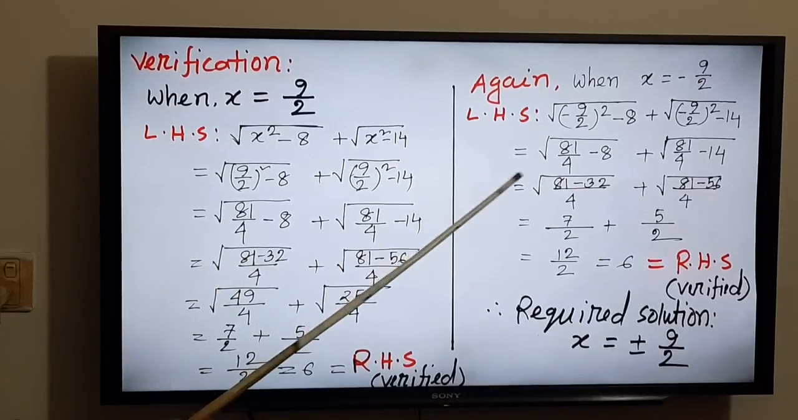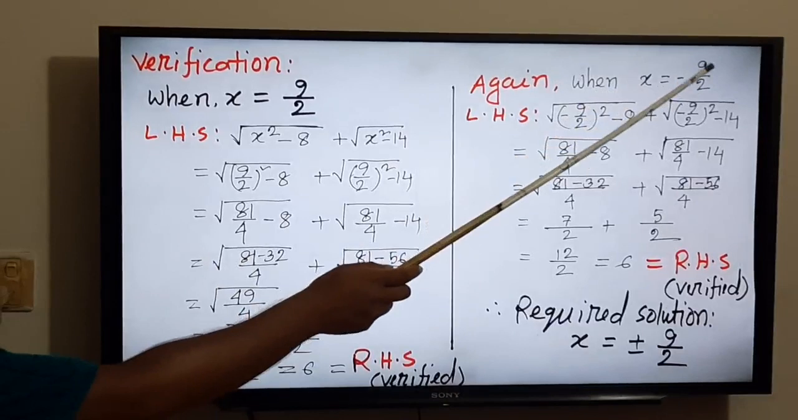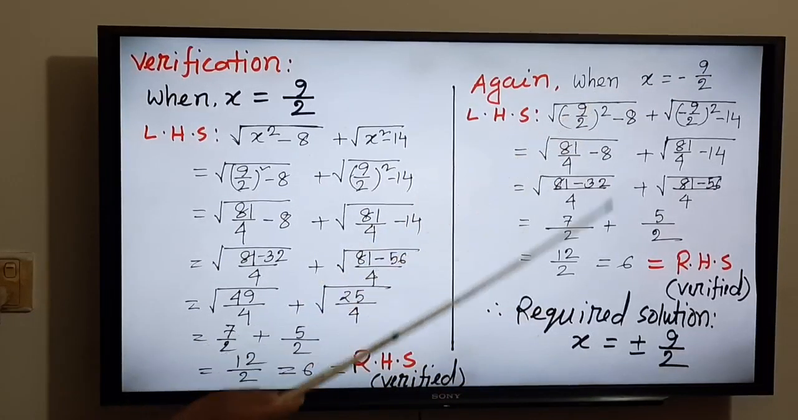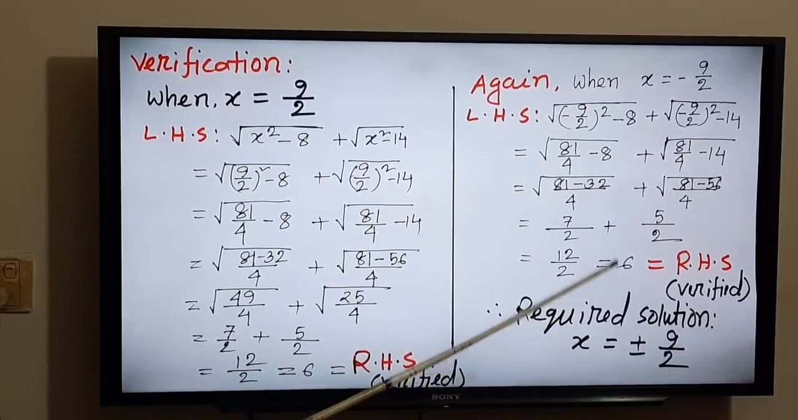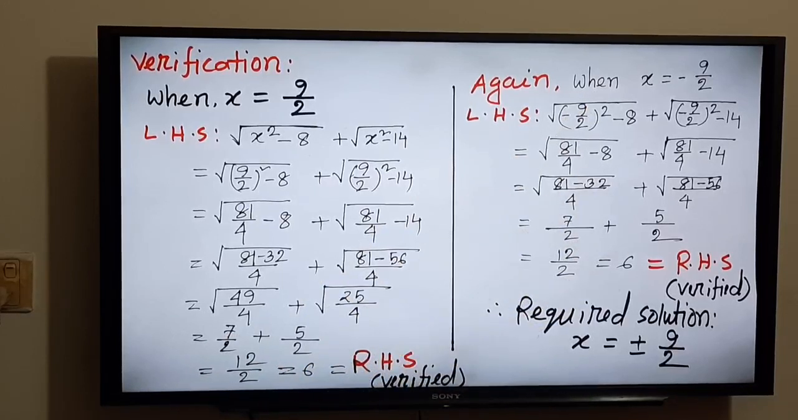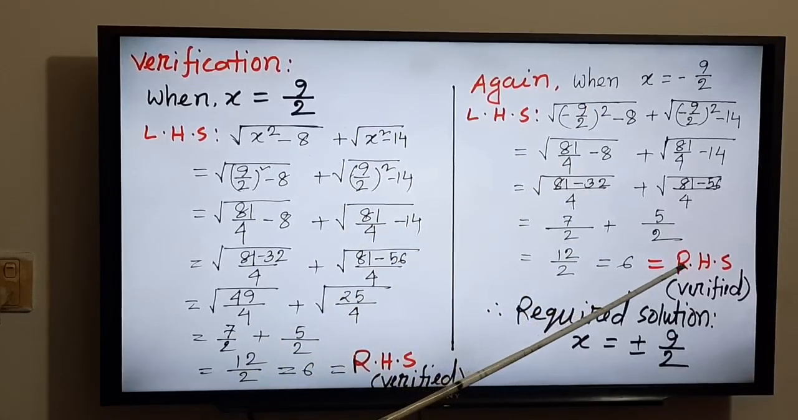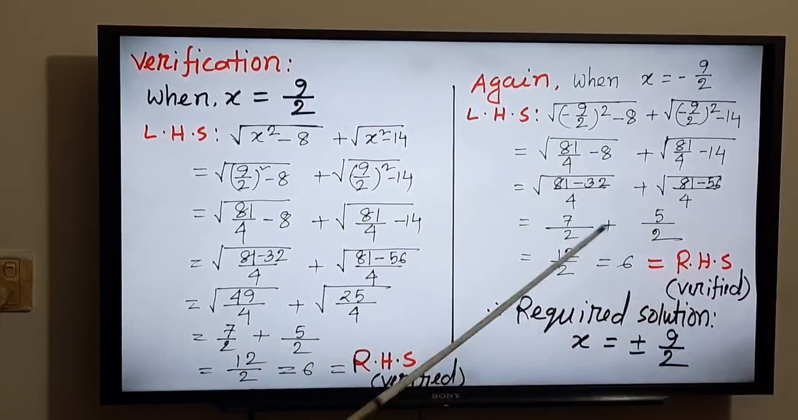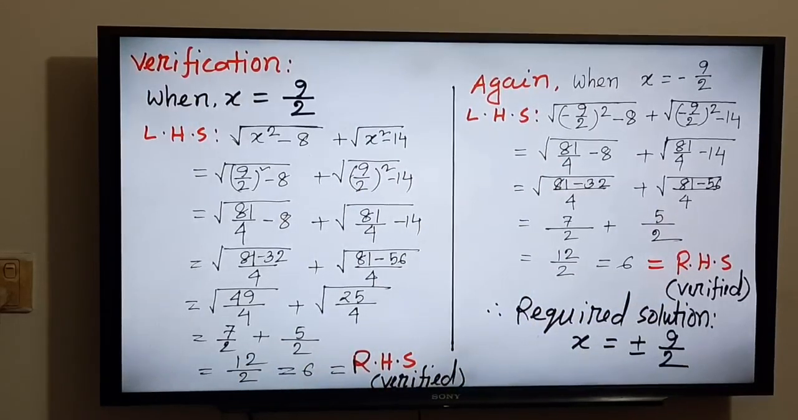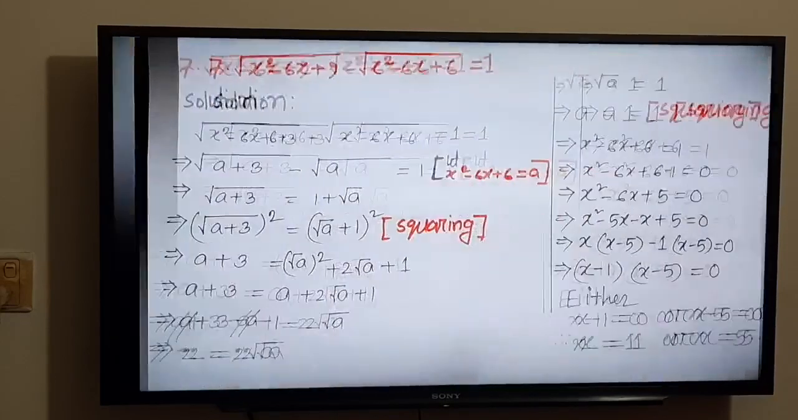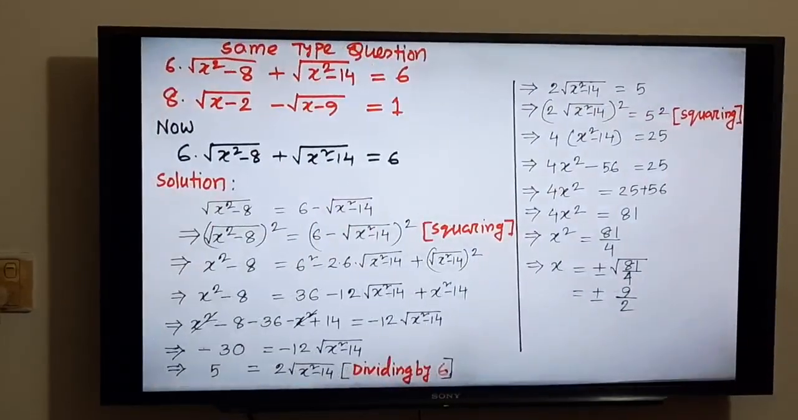Again, for the value x is equal to minus 9 divided by 2, the calculation is similar. I think it is easy to understand for all of my students. Similar calculation, also 6 on the left hand side. So both values are verified by this equation. So we can say x is equal to plus minus 9 by 2 is our required solution. Okay, now we want to go to our second question.